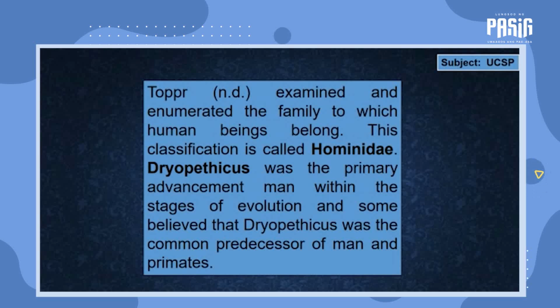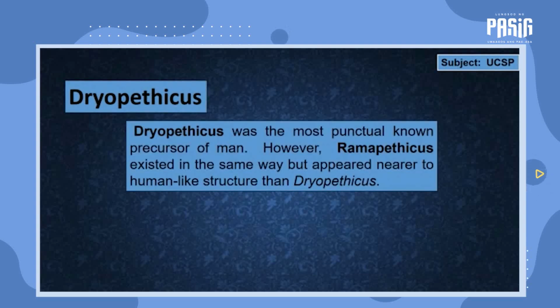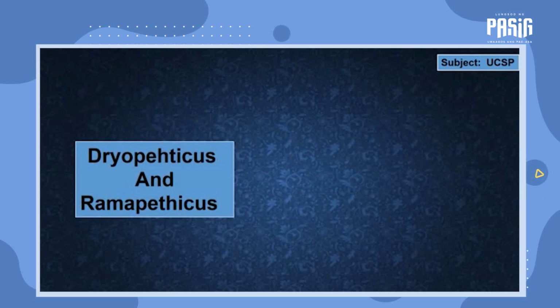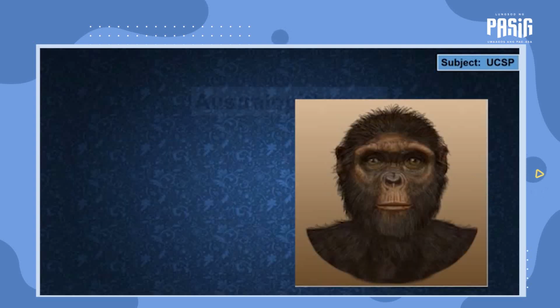Dryopithecus was the primary advancement of man within the stages of evolution, and some believe that Dryopithecus was the common predecessor of man and primates. Dryopithecus was the earliest known precursor of man. However, Ramapithecus existed in the same period, but appeared nearer to human-like structure than Dryopithecus. Dryopithecus occupied the European region and a few parts of Asia and Africa. Stages of advancement of people started from this genus. After Dryopithecus and Ramapithecus came the genus Australopithecus, which came before the genus Homo.